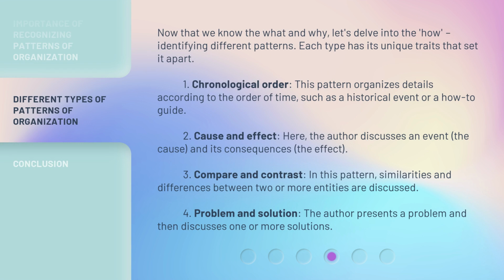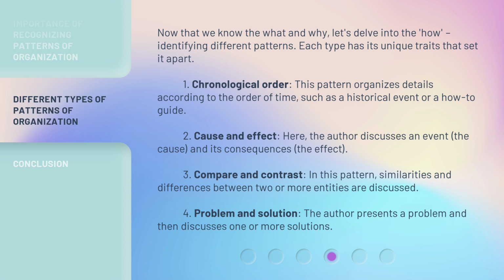Now that we know the what and why, let's delve into the how, identifying different patterns. Each type has its unique traits that set it apart. 1. Chronological order. This pattern organizes details according to the order of time, such as a historical event or a how-to guide. 2. Cause and effect.